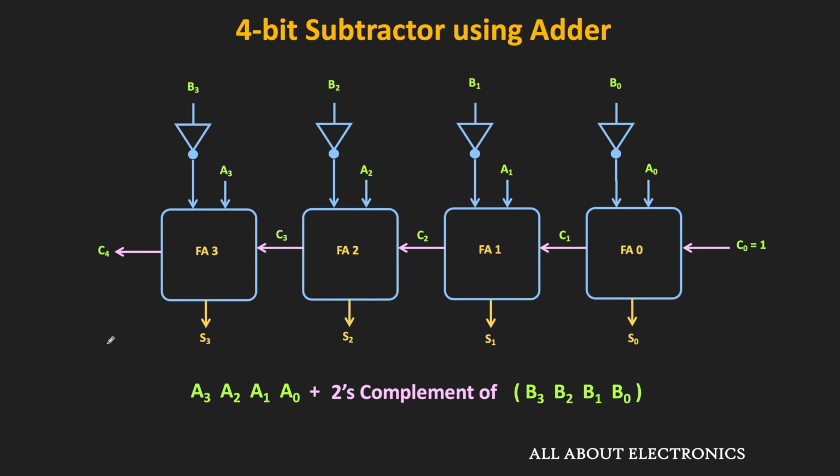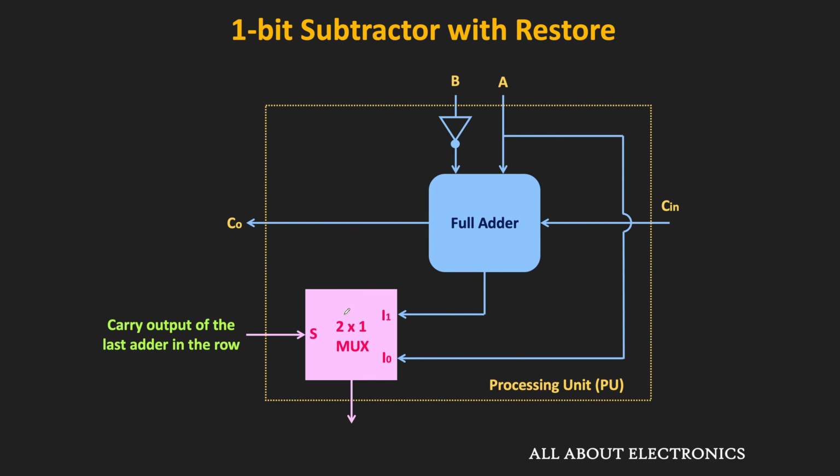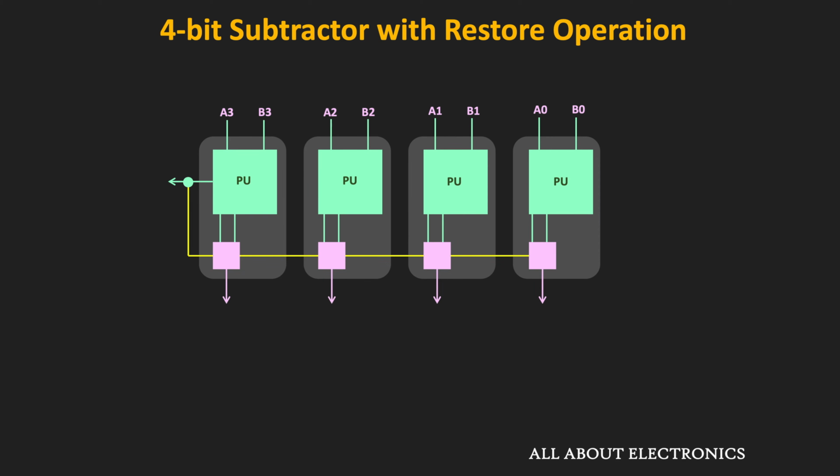So for example, if we have a 4-bit subtractor, then this C4 will get connected to the selection line of each multiplexer. So this one unit of the full adder and the multiplexer will act as one processing unit or processing block. And if we combine 4 such blocks, then we can perform the 4-bit subtraction along with the restore operation.